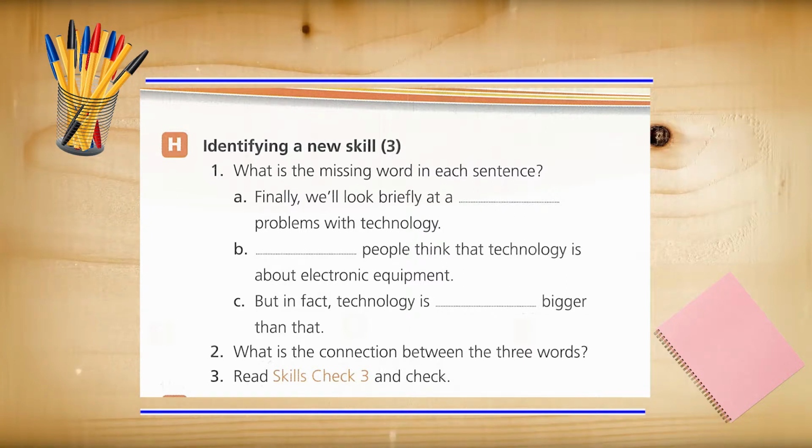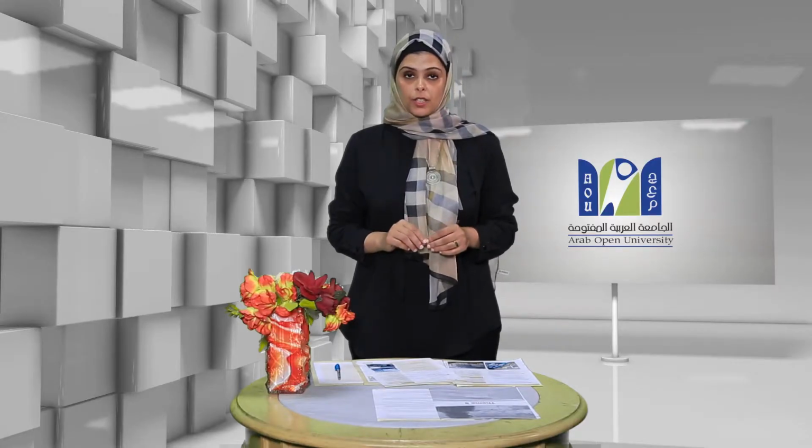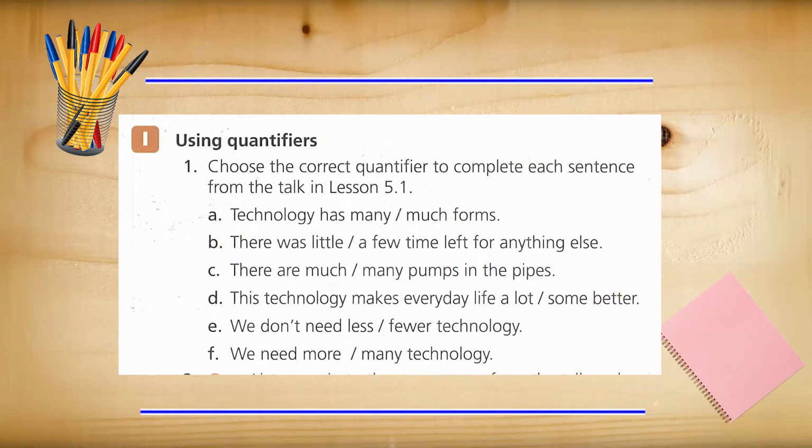A. Finally, we will look briefly at a few problems with technology. Some people think that technology is about electronic equipment, but in fact, technology is much bigger than that. Now, let's go to another exercise confirming the same point.